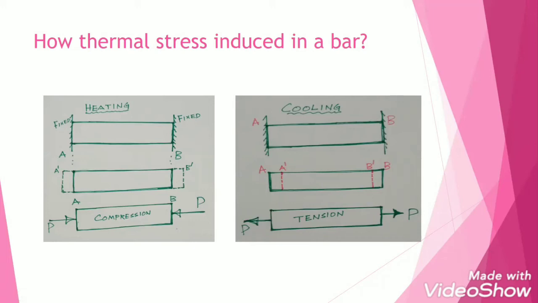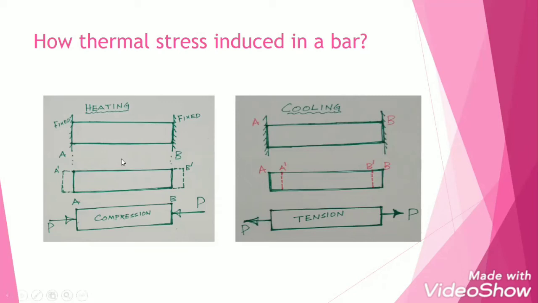Now in reality, in this case the bar is fixed on both sides. Since it is fixed on both sides, when the molecules of the bar are trying to expand themselves, they want to go outside of the fixed surfaces on left hand side as well as right hand side. But the fixed surfaces will not allow the expansion of the material. So as a result, what will happen? The fixed surfaces will apply a compressive force on the material.